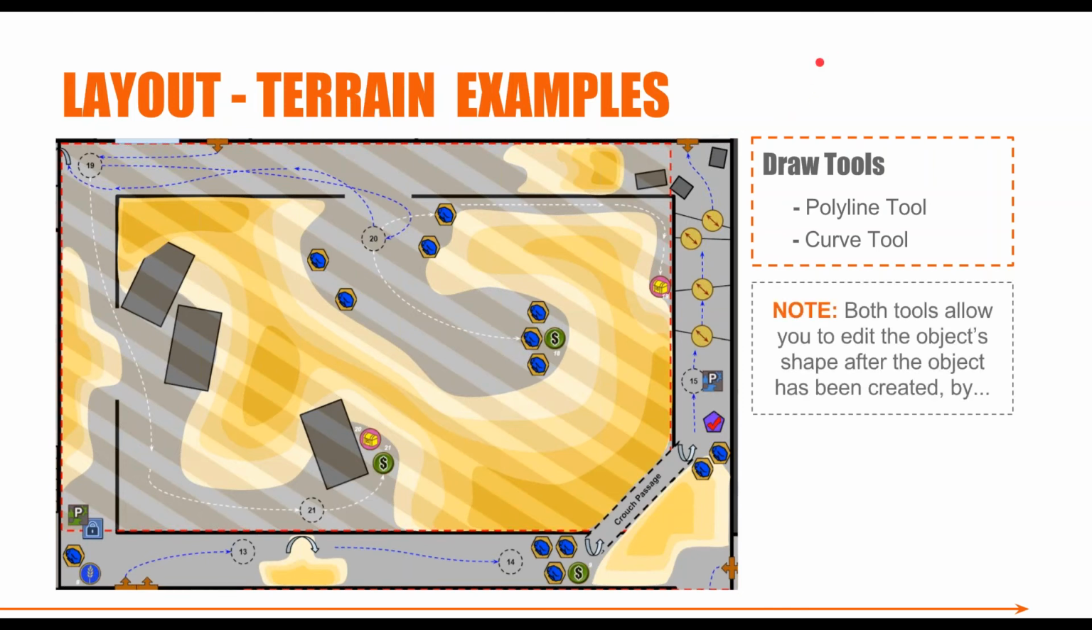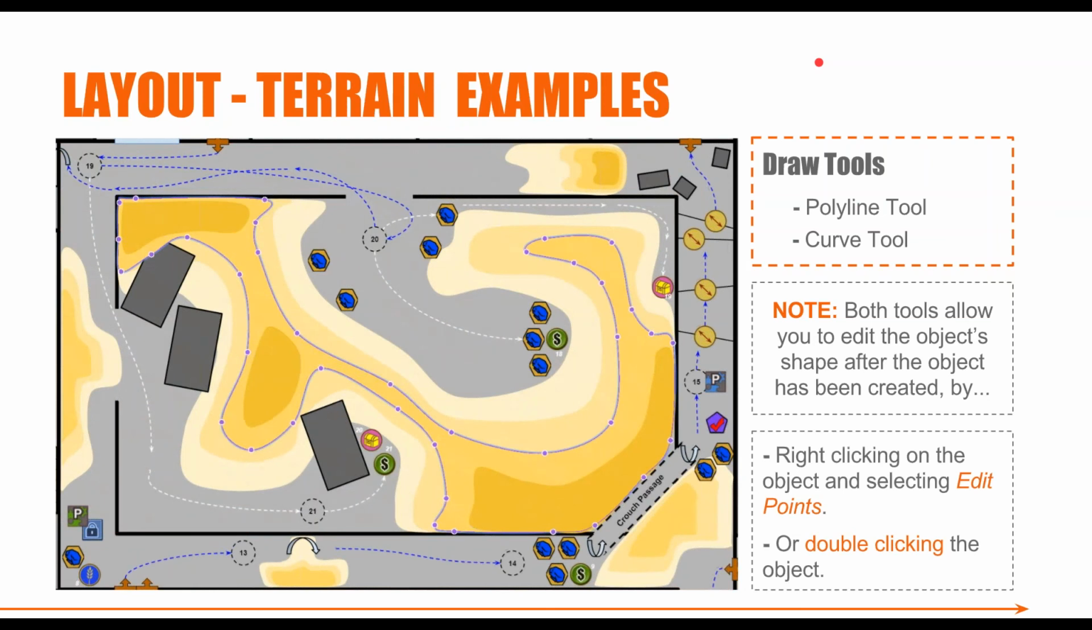Alright, so like I said, both tools will allow you to edit the shape after it has been created. You can do this by right-clicking on the shape and selecting Edit Points, and you'll see here in the image it will pop up to where you'll have these different points that you can move and update the shape. You can't delete them or add any points. If you're trying to do that, you're better off just redrawing it.